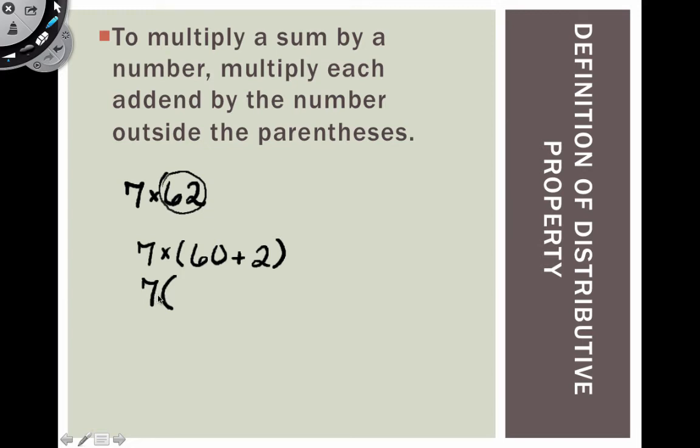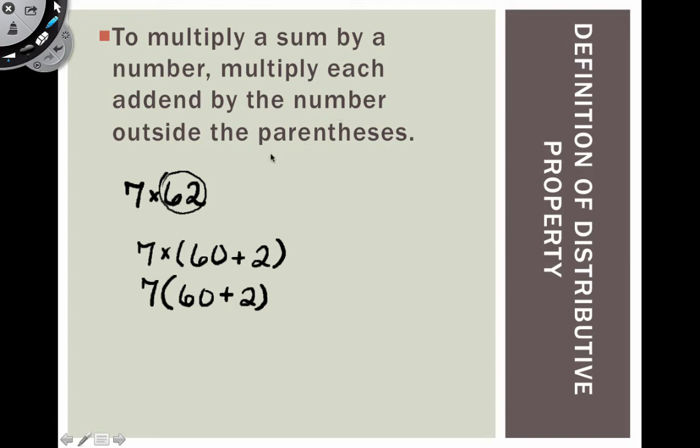That means they want you to multiply. So 7 times the quantity of 60 plus 2. If we go by the distributive property definition, we multiply each addend by the number outside of the parentheses.